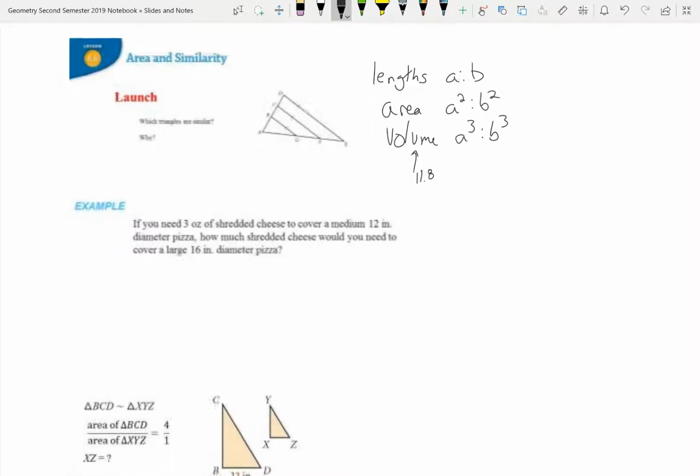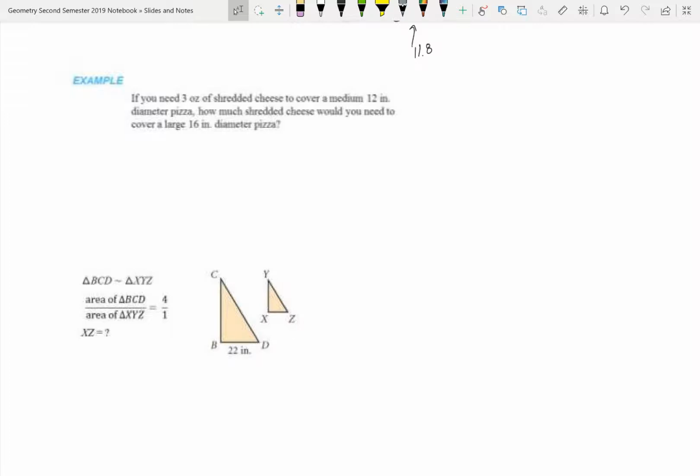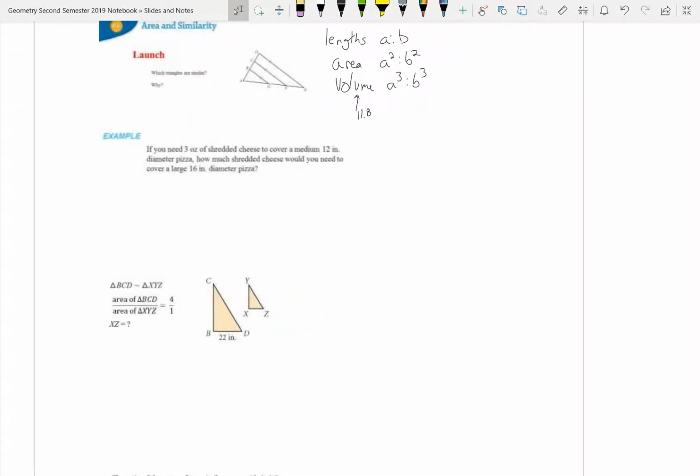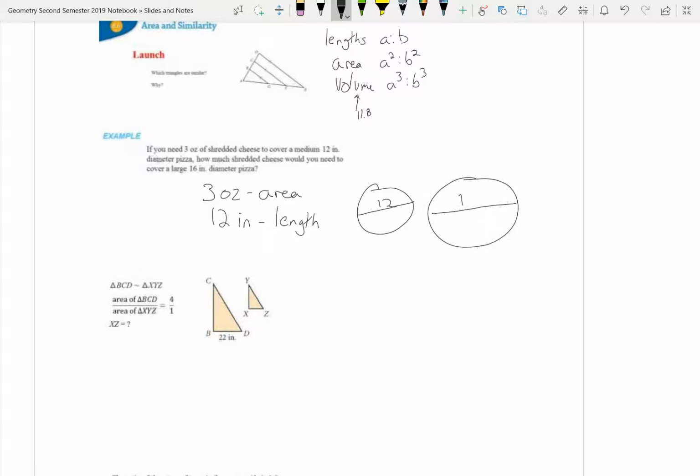For example, if you need 3 ounces of shredded cheese to cover a 12-inch diameter pizza, how much shredded cheese would you need to cover a 16-inch diameter pizza? Well, 3 ounces has to do with area because you're covering an area, whereas 12 inches is a length. Let's draw a picture here. A medium pizza has a 12-inch diameter, and a large pizza has a 16-inch diameter.